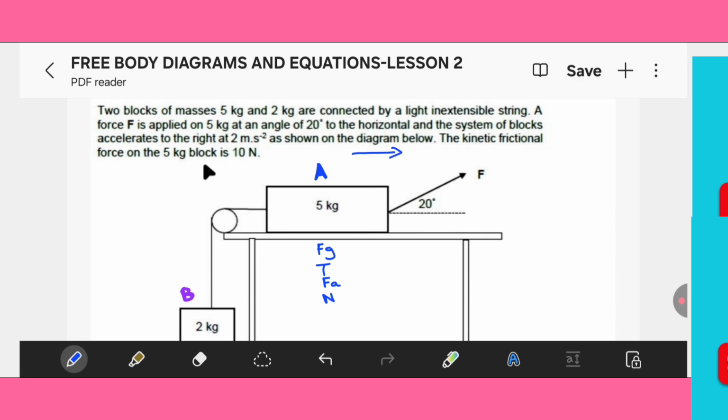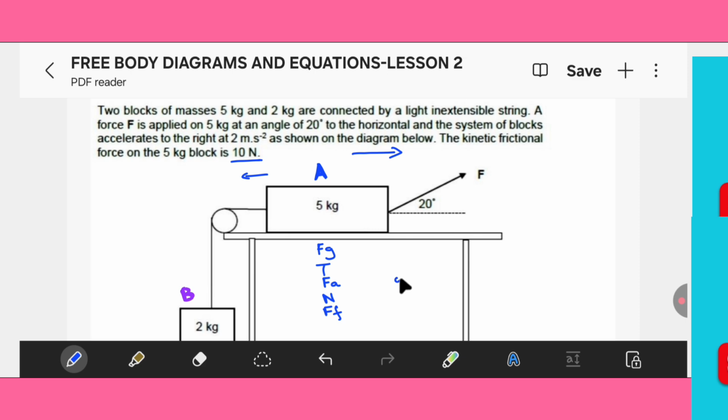The kinetic frictional force on the 5 kg block is 10 newtons. So already we can see that we are also having the frictional force on this object. This frictional force, it is obvious that it will be going in the opposite direction, because we say that frictional force always goes in the opposite direction of motion. So now our free body diagram according to this object.